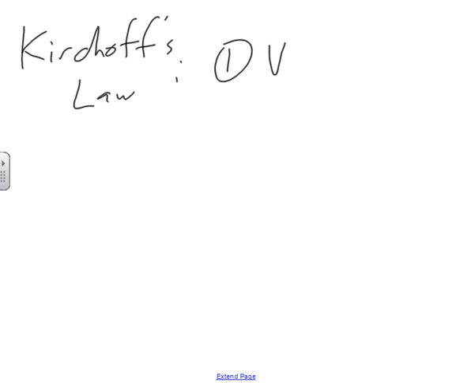The first topic I'd like to talk about in solving circuits is how to deal with a basic series circuit. Now, the first thing we're going to talk about is Kirchhoff's law. In Kirchhoff's law, it basically says that the voltage of the source is equal to the voltage at every spot along the circuit.